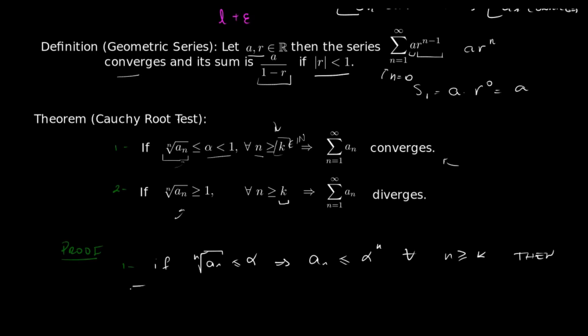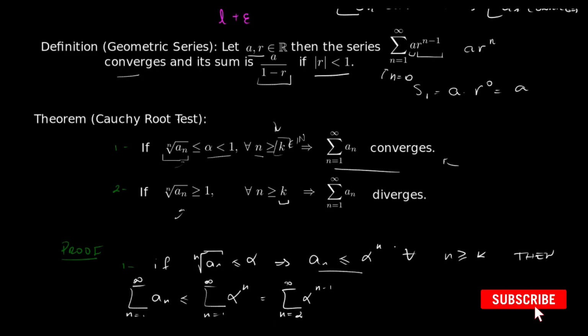And then the sum of a sub n, the sum we want to see if it converges, using this will be smaller than or equal to the sum of alpha to the power n. And then this is the same as saying the sum from n equals 2 instead of 1 up to infinity of alpha to the power n minus 1. And we know because of a geometric series that if it starts with n equals 1, then my sum is this number here.